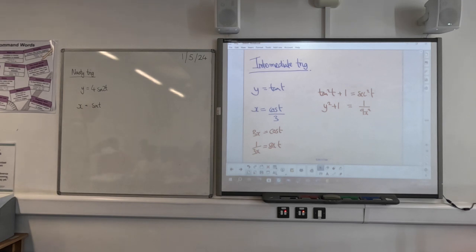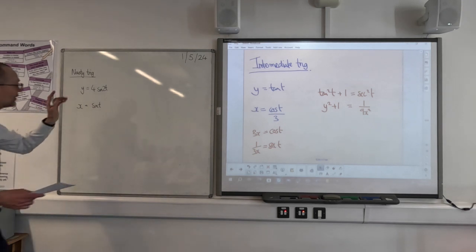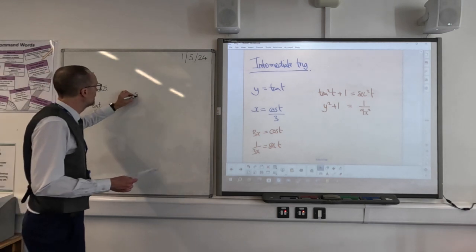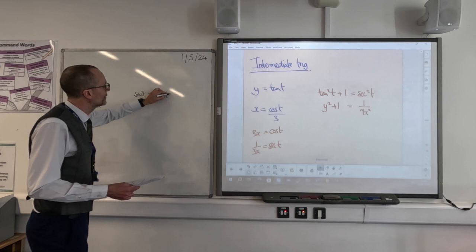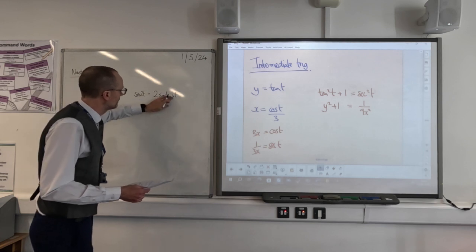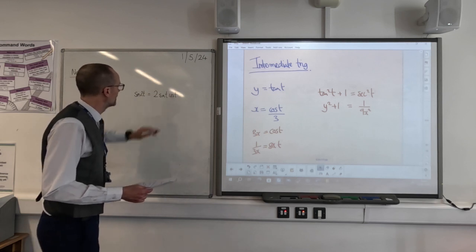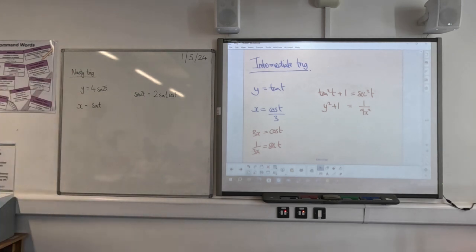Now, I guess the one good thing is the fact that there's a sine 2t there. It's got to involve this identity. There's only one sine 2t identity: 2 sine t cos t. Normally we have theta, don't we? Sine 2 theta is 2 sine theta cos theta. And I've got a sine theta. That's all good, but I haven't got a cos theta.